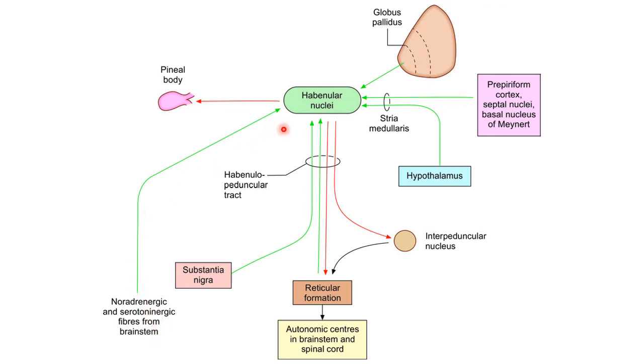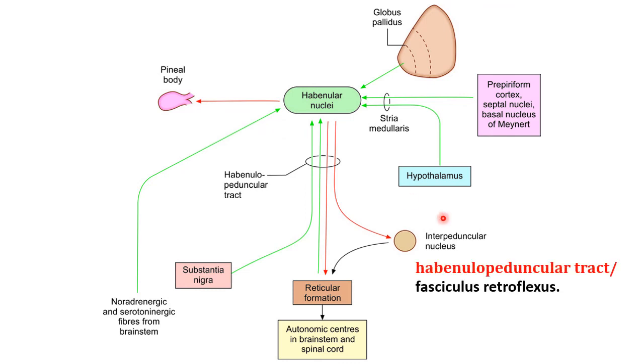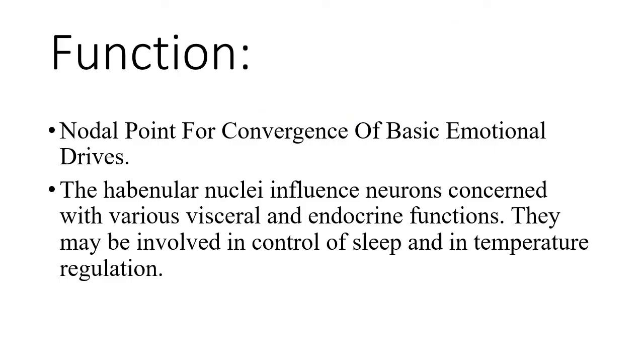So what about the outputs? Outputs go from the habenular nuclei to the interpeduncular nucleus. That is called the habenulo-peduncular tract or fasciculus retroflexus, that I have shown in the picture. That is one output. The other output sends fibers to the pineal body or pineal gland. That is called the habenulo-pineal tract, which is present over here.